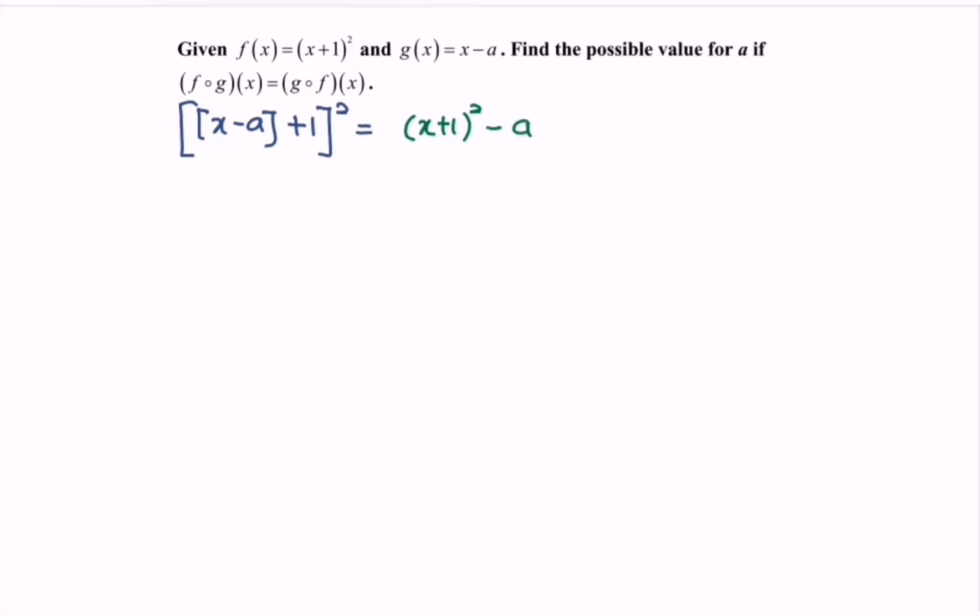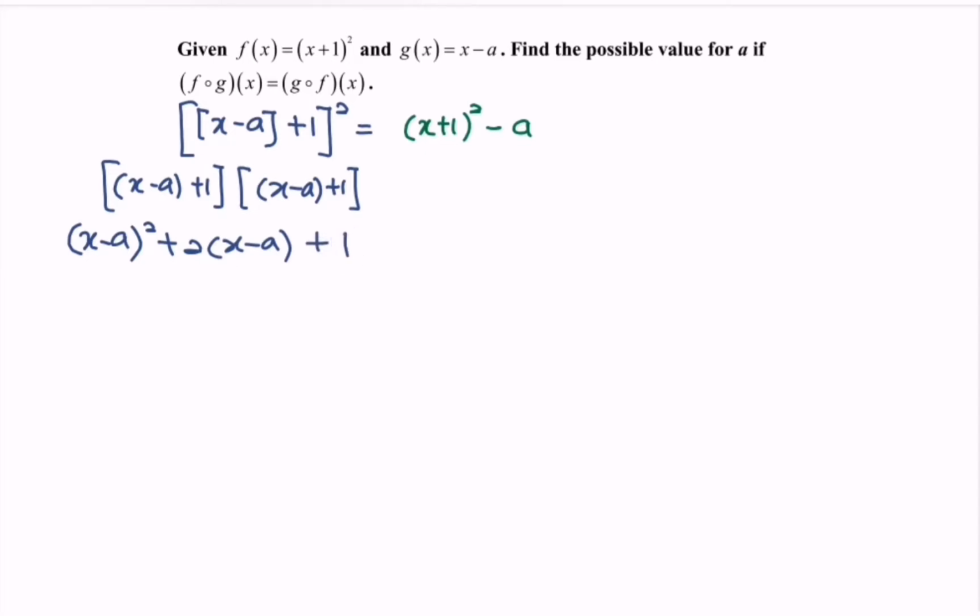Focus on the left, where we have to expand. (x minus a plus 1) multiplied by (x minus a plus 1). So kindly expand: (x minus a) squared plus 2(x minus a) plus 1. That is what we have on the left. Keep on expanding and simplify the situation: x squared minus 2ax plus a squared plus 2x minus 2a plus 1.